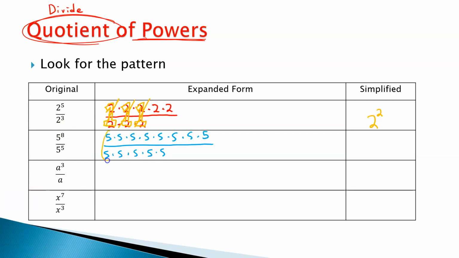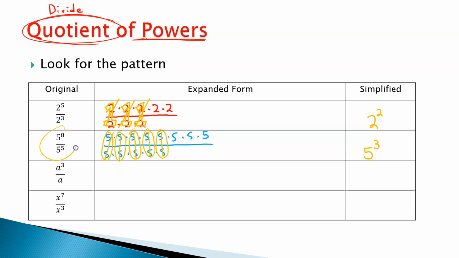All right, now let's go through and simplify that expanded form, right? We know that 5 divided by 5 is just 1. Each pair of 5s divided gives 1. What are we really left with? We're left with 5 times 5 times 5, 3 times, or in other words, 5 to the 3rd power. There's 3 5s being multiplied at the very end altogether.